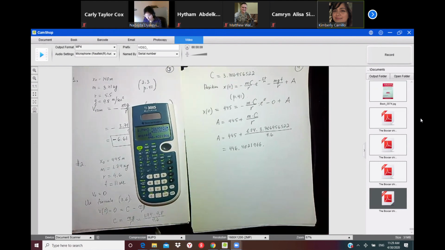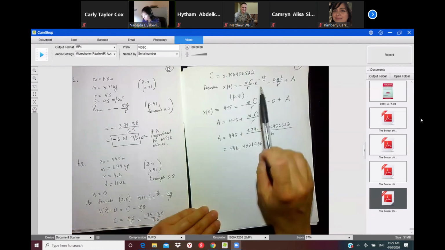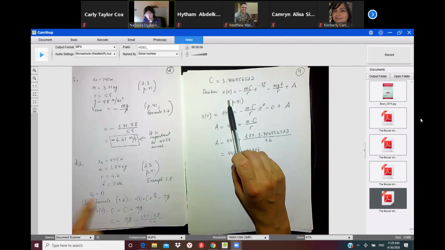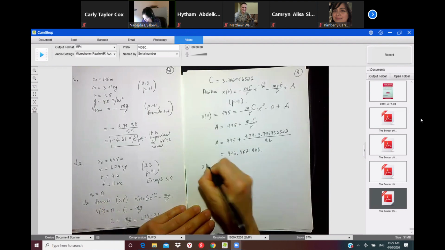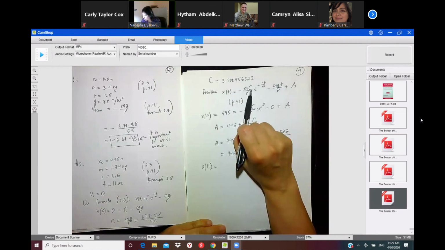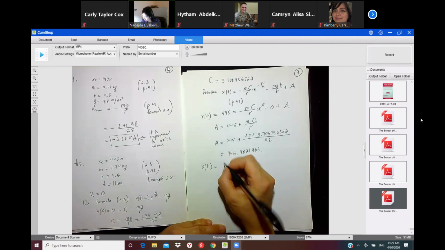Yeah, that's what I got. Okay, very good. So once we have A, we can answer the question, I believe. So the question was, if I remember, what is the position after 11 seconds, right? So position after 11 seconds, we will have to plug in all the numbers that we have in this long formula. So it's going to be a little tedious.